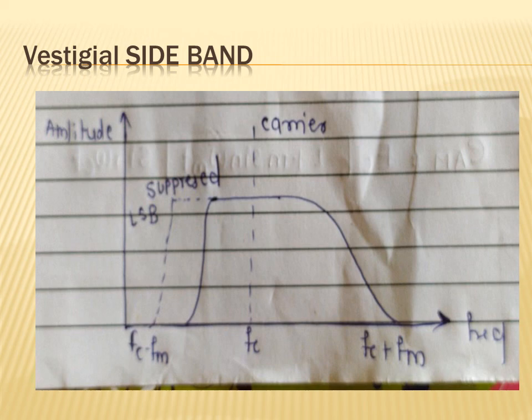It is used for TV transmission all over the world. In TV transmission, it is necessary to transmit audio and video information simultaneously, so we use VSB, the vestigial sideband, for TV transmission. So this is the sideband concept.